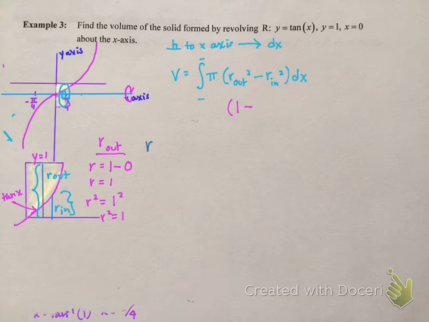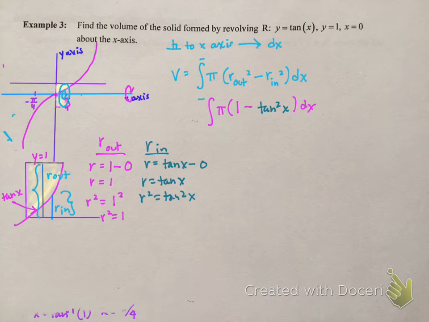Okay. So r equals the top function there, which, remember, is the line tangent x. So tangent x minus 0, because it's going down to the x-axis. So r equals tangent x, so r squared equals tangent squared x. Okay, so let's go ahead and put that one in. So 1 minus tangent squared x dx. Okay, so pi is hanging out here.